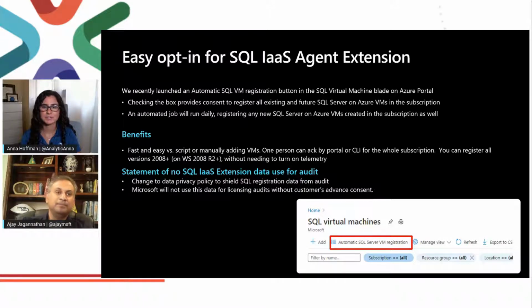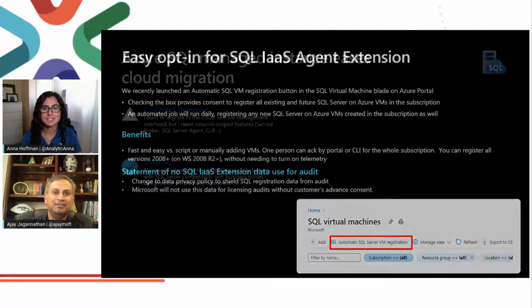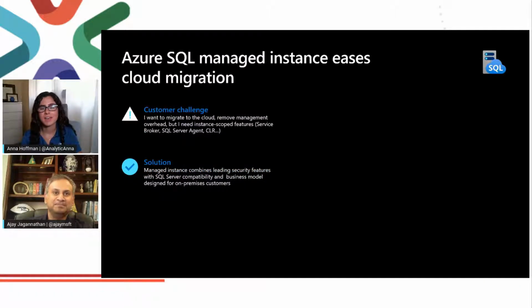Awesome. Thanks, Ajay. This is really cool. And I like how we're making it easier. I think that's a consistent theme across Azure SQL. We're always working to make things easier for customers.